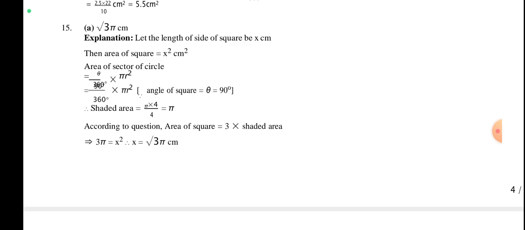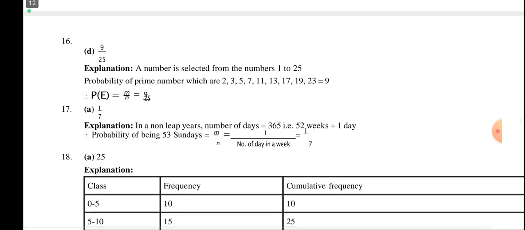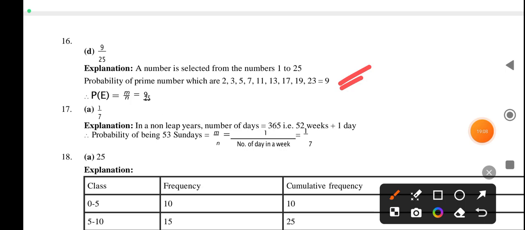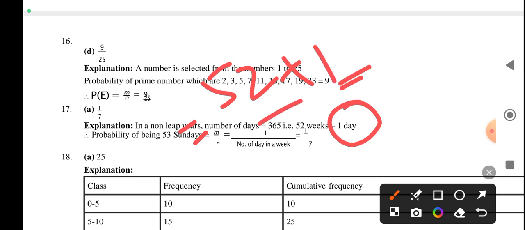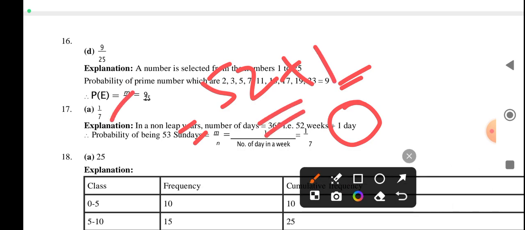You can go through. We are using area of a square is 3 times the shaded area. 69 by 25, because you can check the prime numbers are 9. If you want, you can go through. Then the 17th, 52 weeks plus 1 day. Only one chance of getting the Sunday, because already 52 Sundays are there. That 1 day added, it becomes 53. So 1 chance out of 7 chances.